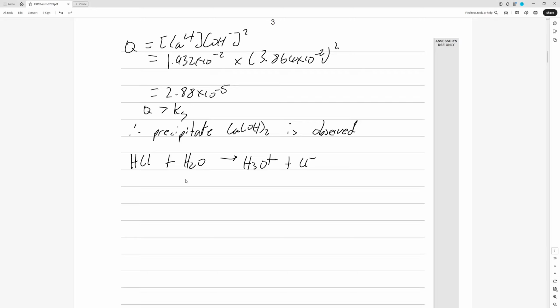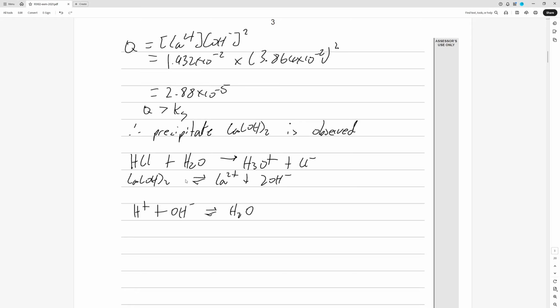Now, what this means is we get an increase in H+ ions in solution, and you'll also note from earlier that solid calcium hydroxide dissociates into your calcium 2+ ion and your 2 OH- ions. So this added H+ is going to react with your OH- to form water.